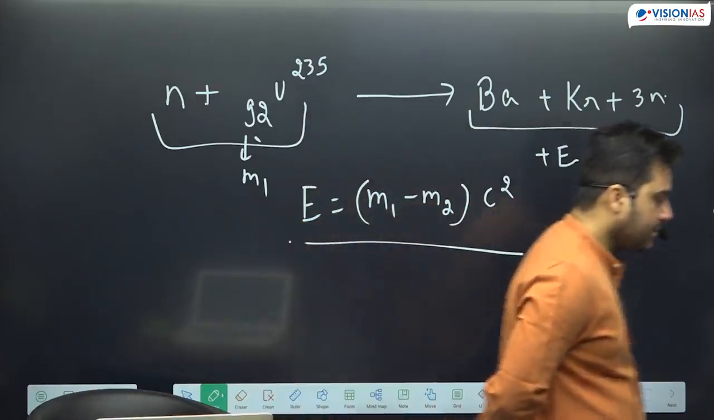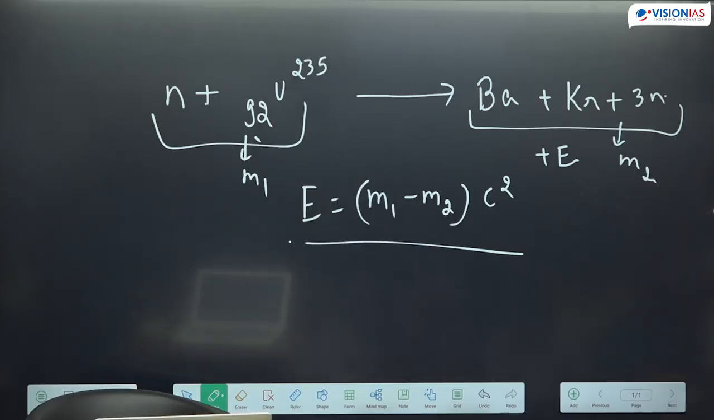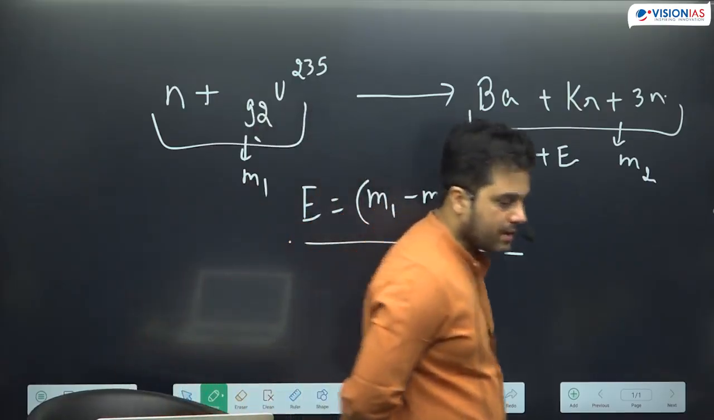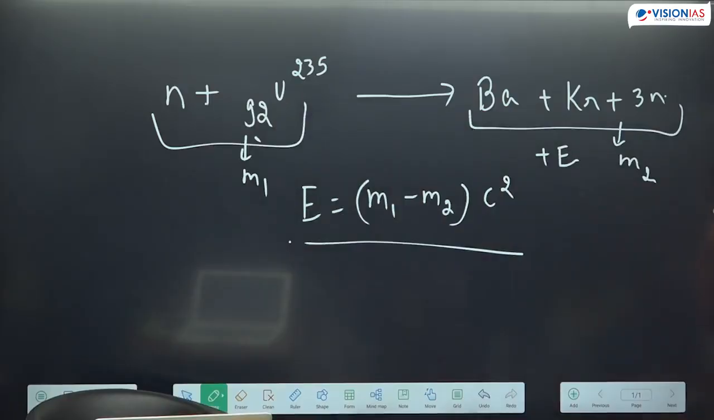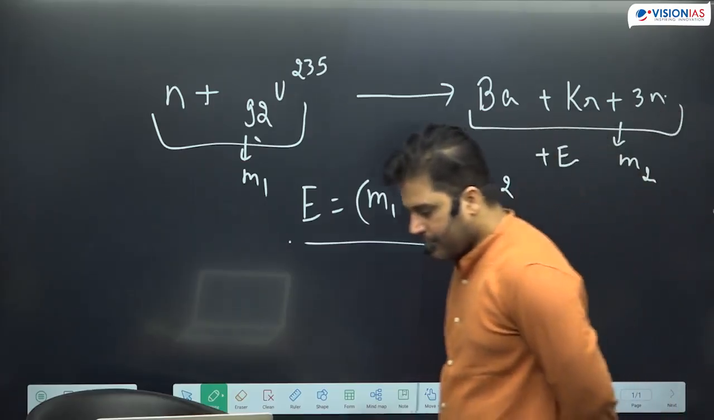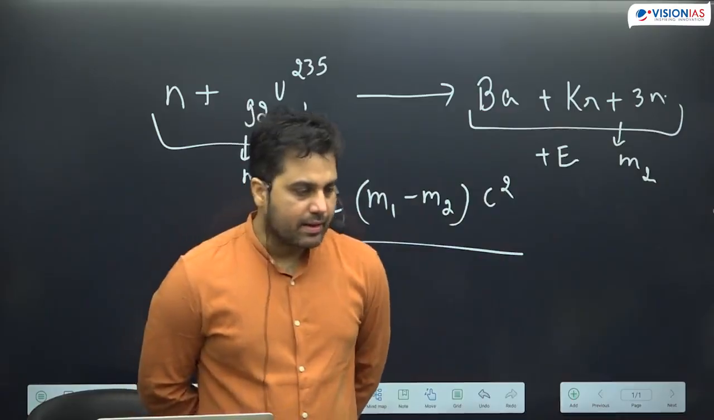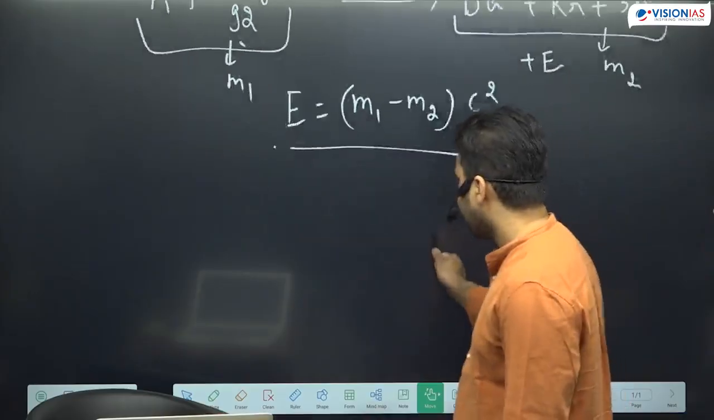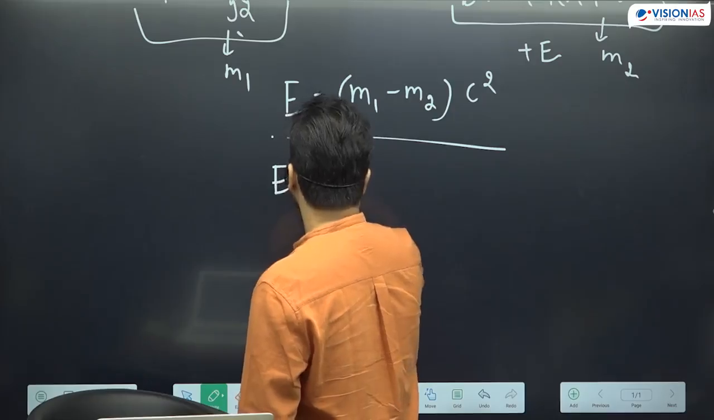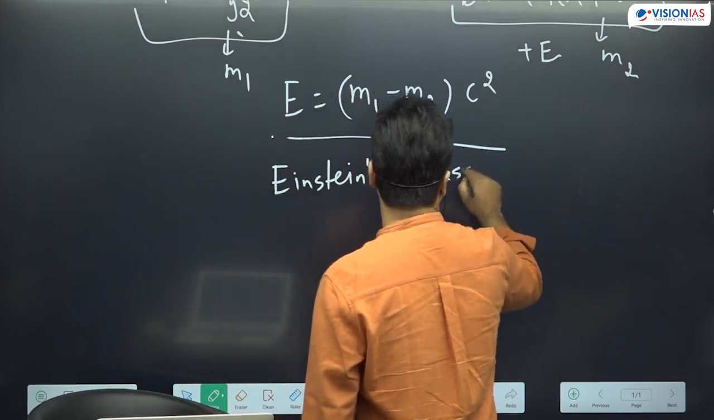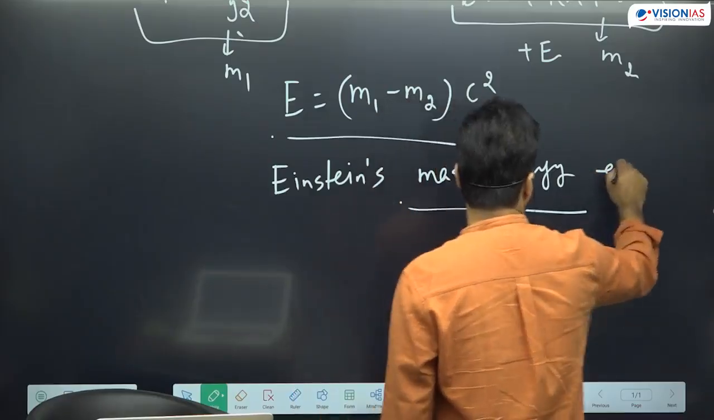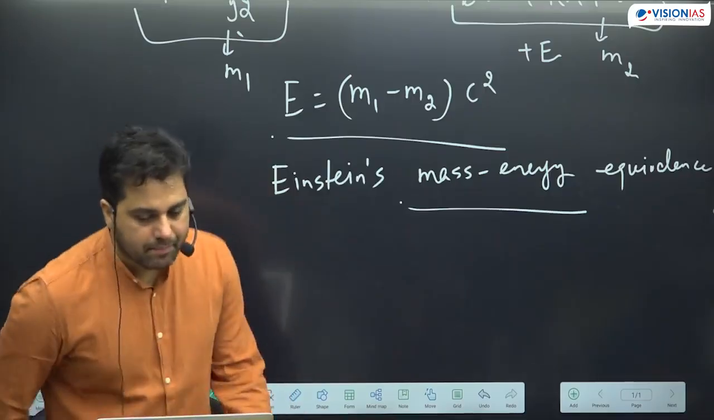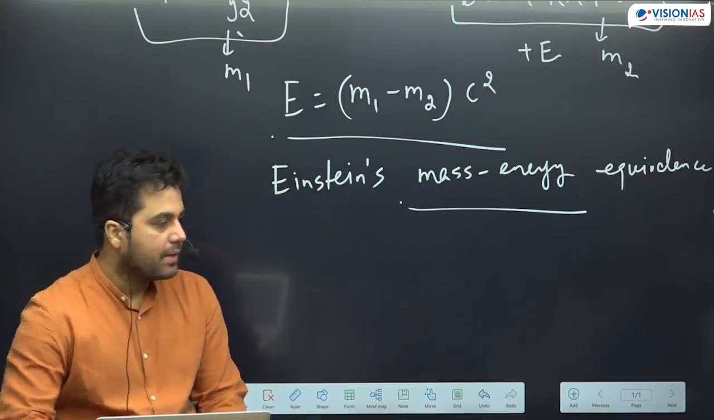A huge amount of energy is released, which can be calculated using Einstein's mass energy equivalence relation. E is equal to mc squared.